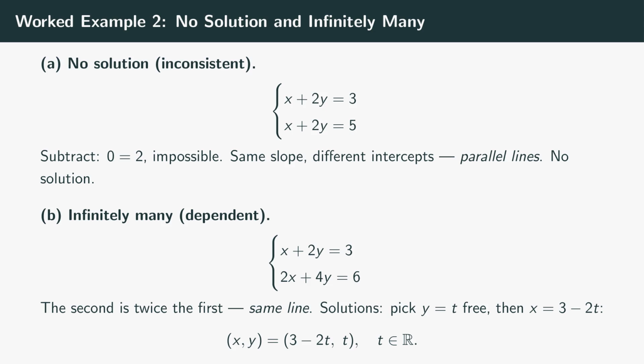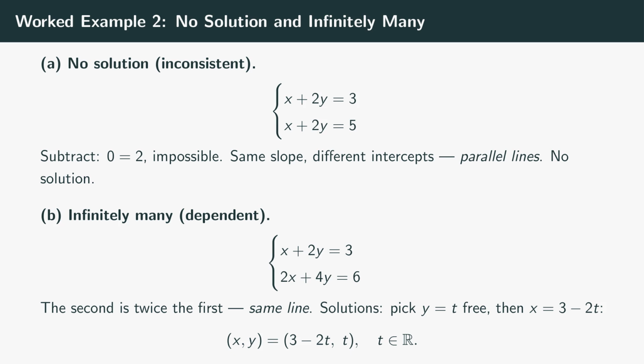Now the other 2 outcomes. Start with part A. We have x plus 2y equals 3 and x plus 2y equals 5. Subtract the first from the second. The left sides are identical, so they cancel completely, leaving 0 equals 2. That is false, a flat contradiction. There is no pair of numbers that can make it true, so the system has no solution.